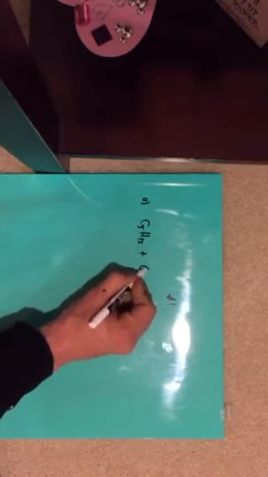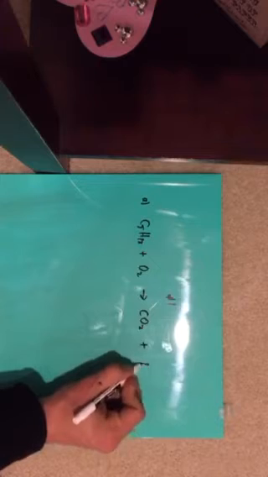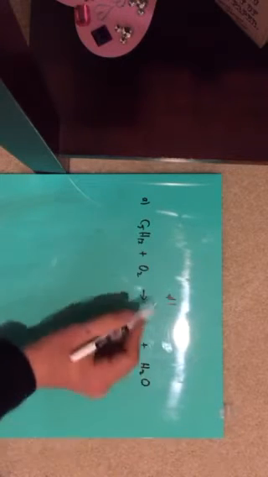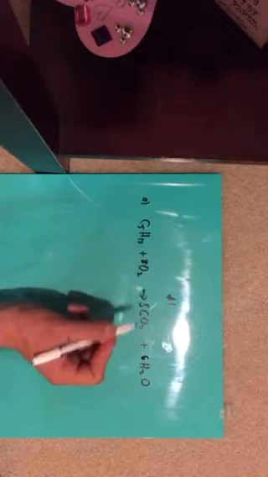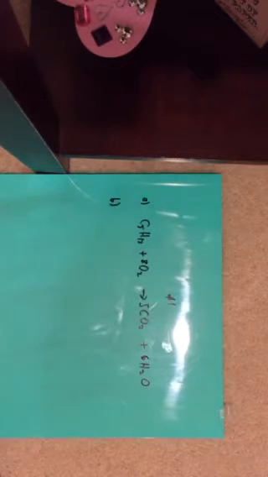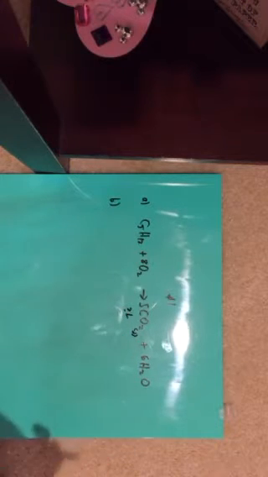C5H12 plus O2 produces CO2 and H2O. 5 C's, 12 H's. That gives you 16 O's. I put an 8 there to balance it. B is going to ask for the volume of carbon dioxide. Okay, since carbon dioxide is a gas, they want the liters there.